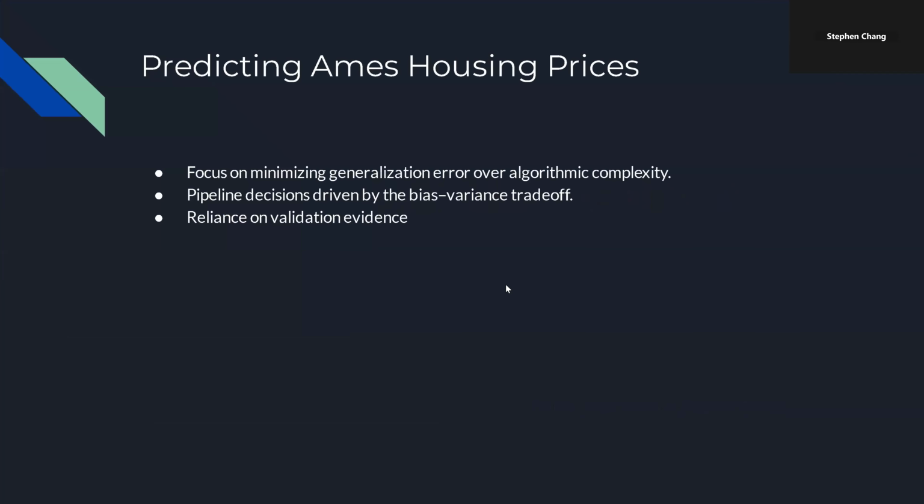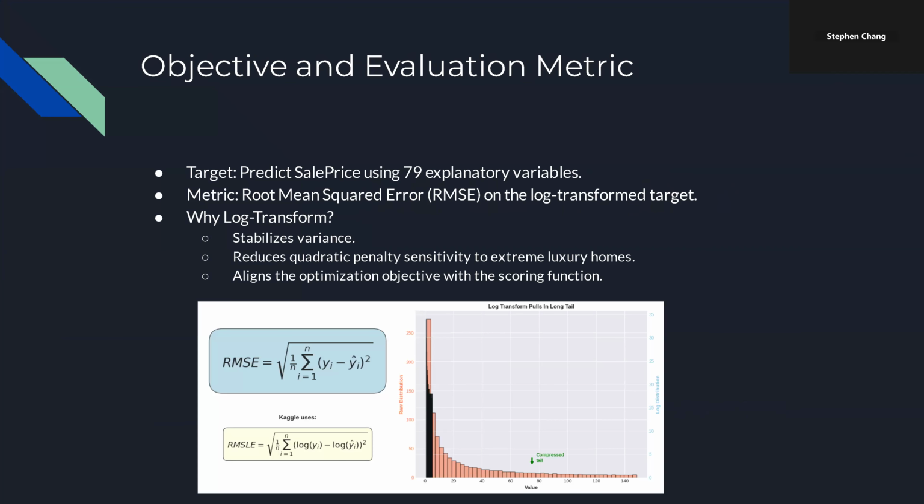First, we're going to walk through our approach to predicting the housing prices in Ames, Iowa. Instead of focusing on the algorithm complexity, we structured this project around minimizing the generalization error. The decisions we made from cleaning to ensembling were focused on the bias-variance trade-off and validation evidence. Now I'm going to talk about our objective and our evaluation metric.